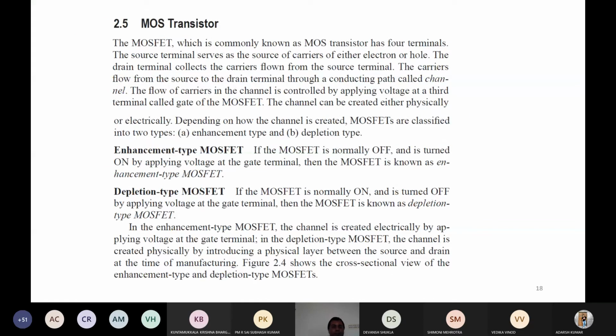Now let us come to the MOS transistor theory. So as the name says, simply we say MOS transistor.